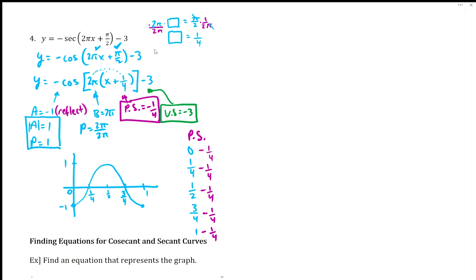There we go. And then let's solve these. Okay, so 0 minus 1/4 is negative 1/4. 1/4 minus 1/4 is 0. 1/2 minus 1/4, well, we can fix that real quick. Let's get the common denominator. 2 minus 1 is 1, so this is 1/4. 3/4 minus 1/4 is 2/4, and that simplifies to be 1/2. 1 minus 1/4 is 3/4. Okay, so those are our new important x values.